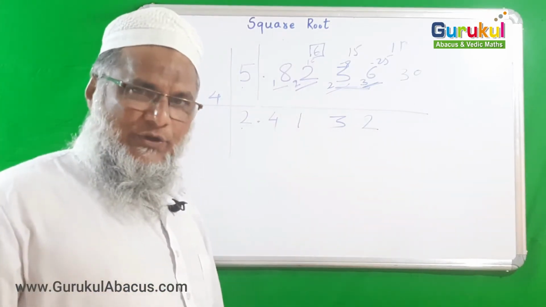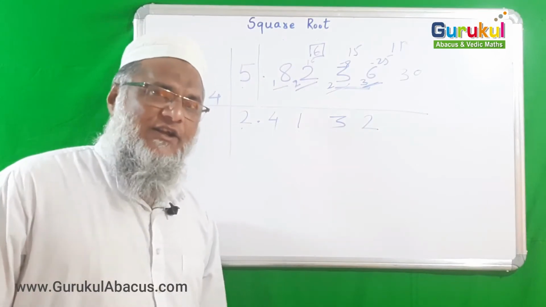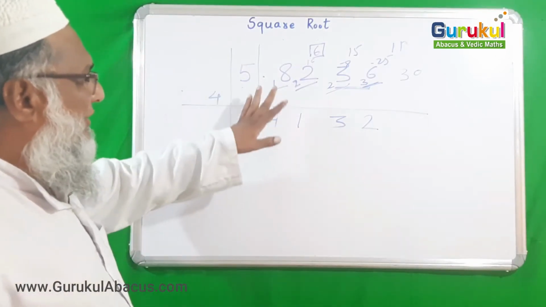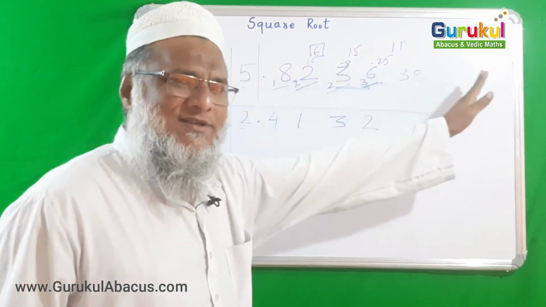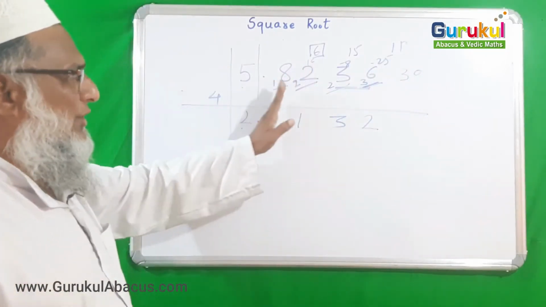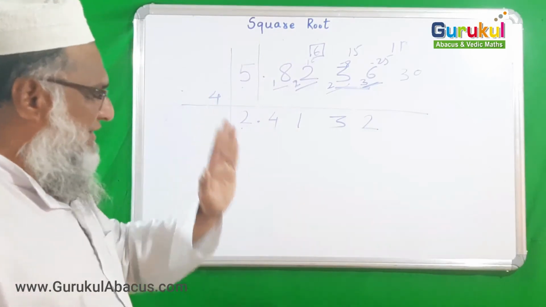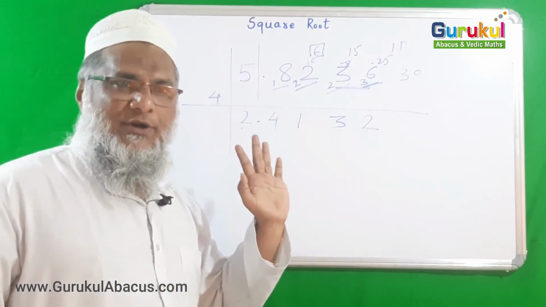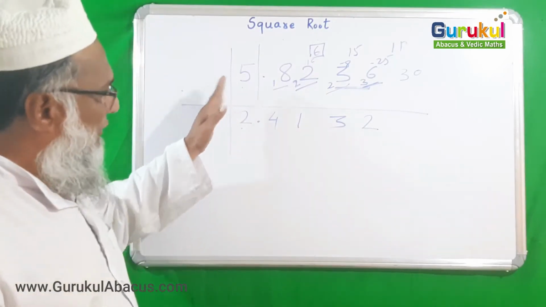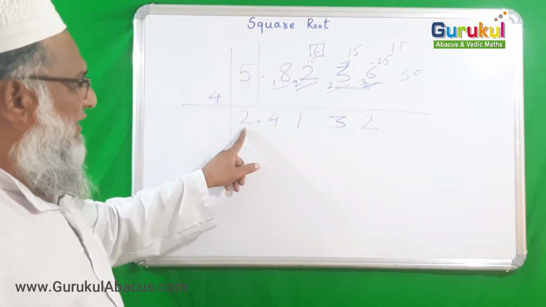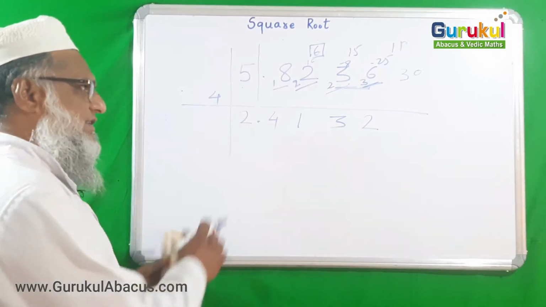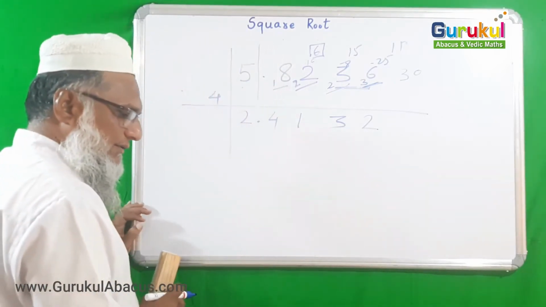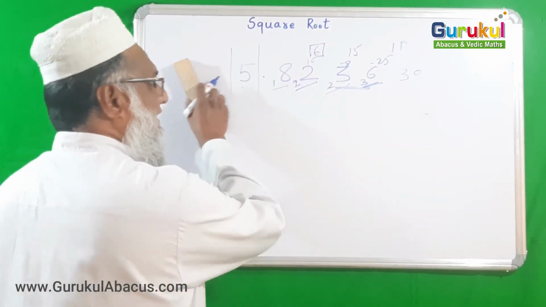I think your understanding is clear for this example. Just now, it doesn't matter how many digits there are after the decimal point. We just think about how many pairs there are before the decimal point. Only one pair was there, so we kept only one digit before the decimal point. Our answer is 2.4132. Now we are taking one more example.